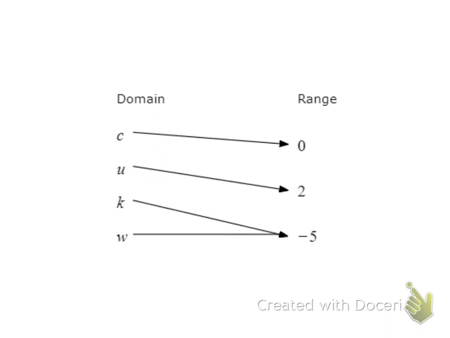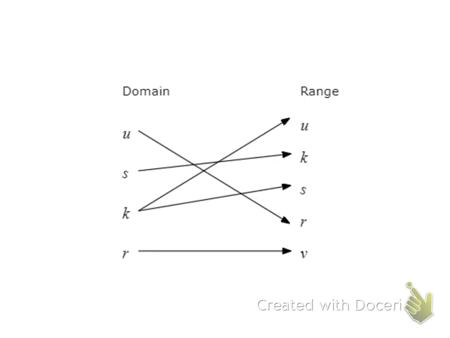Here, C matches with 0, U matches with 2, K matches with -5, and W matches with -5. Since each of these members in the domain has only one guy in the range, this is a function.